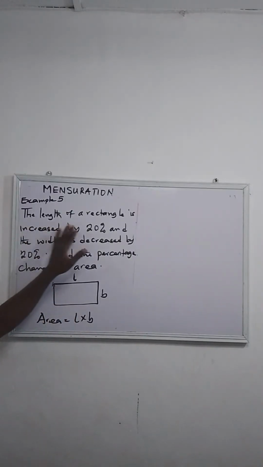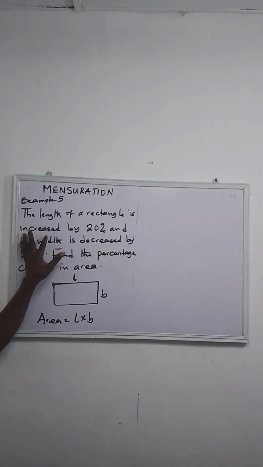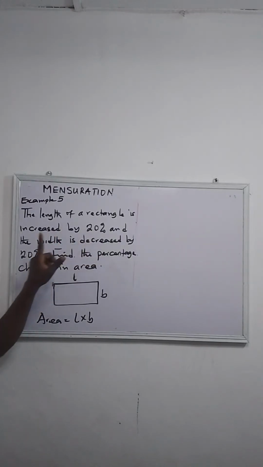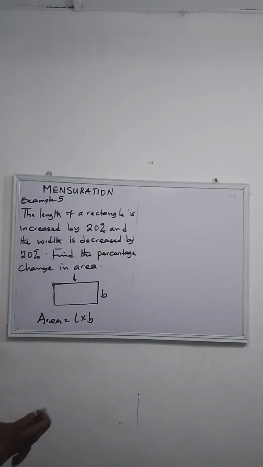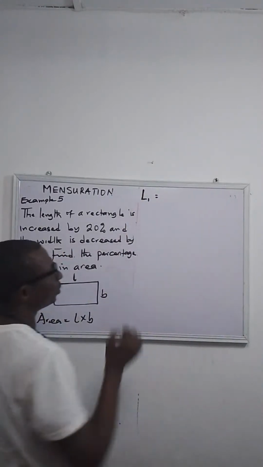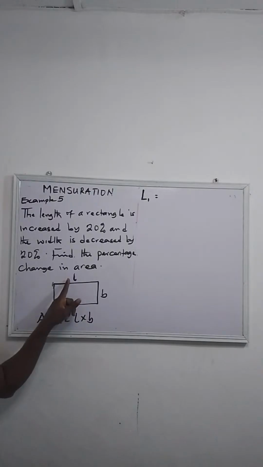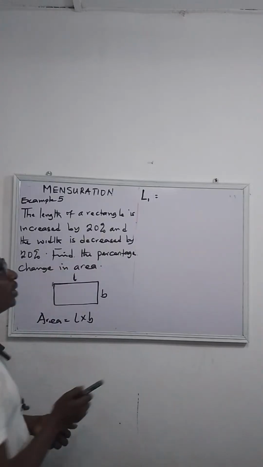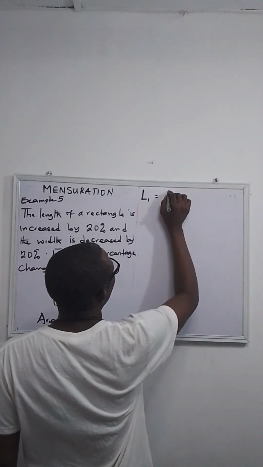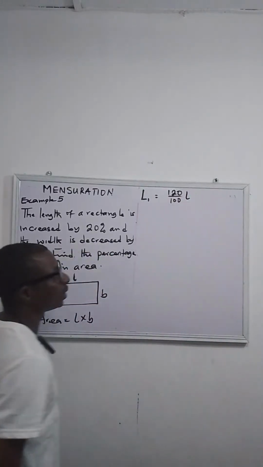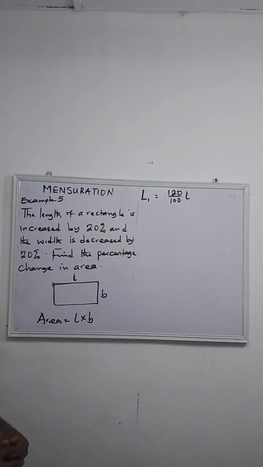Now, what if the length of the rectangle is now increased by 20% and the breadth is decreased by 20%? So what will happen? Let's look at it now. Let's assume that this is the initial length, L. So the new length is going to be increased by 20%. So that is going to be 120 over 100 L.